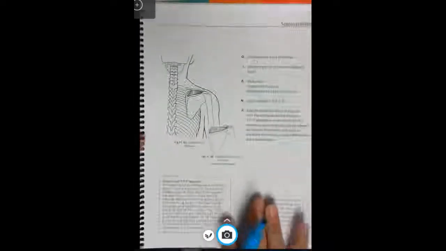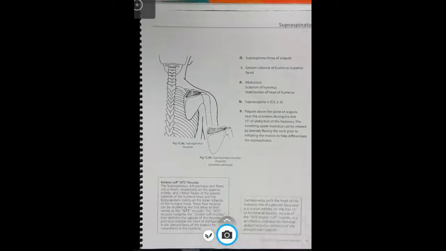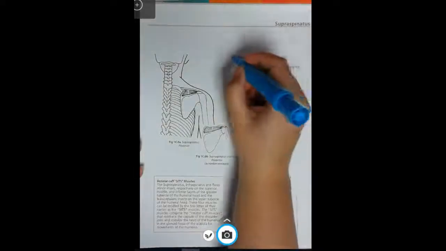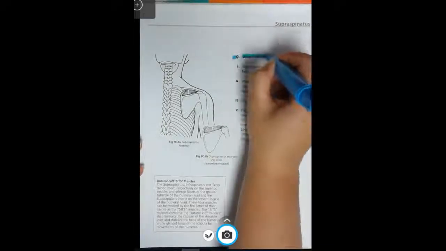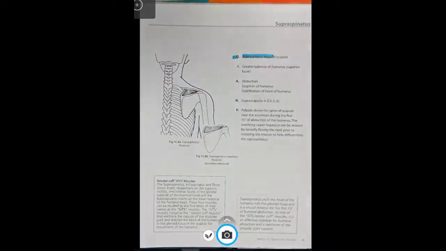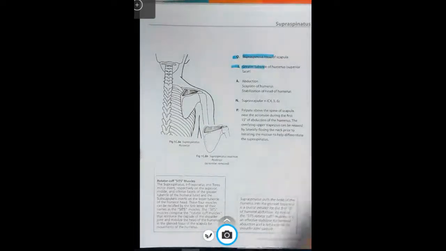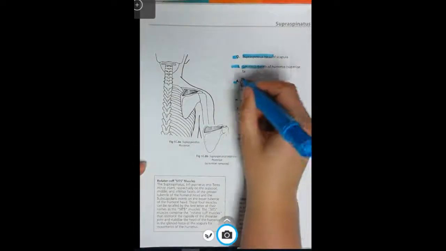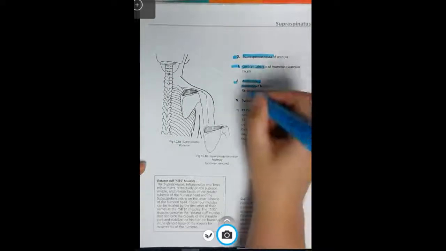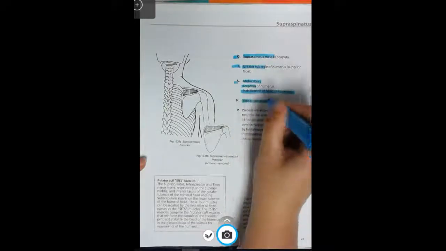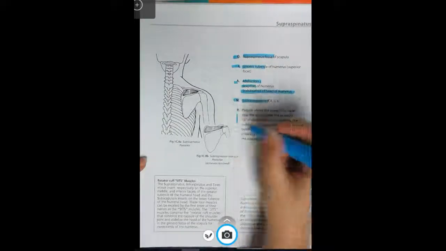Supraspinatus. Now we're getting into your rotator cuff muscles. So for the supraspinatus, we're going to go to the supraspinous fossa. The name literally tells you where it originates from, and we're going to attach to the greater tubercle. We're going to do abduction, scaption, and also stabilize the head of the humerus. And this is the suprascapular nerve, palpable.